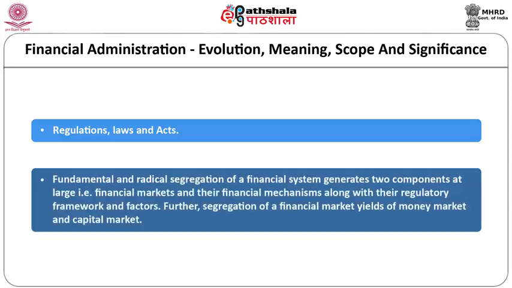Fundamental and radical segregation of financial system generates two components at large, that is financial markets and their financial mechanism, along with their regulatory framework and factors. Further, segregation of a financial market yields money market and capital market, which are relevant to a financial system.